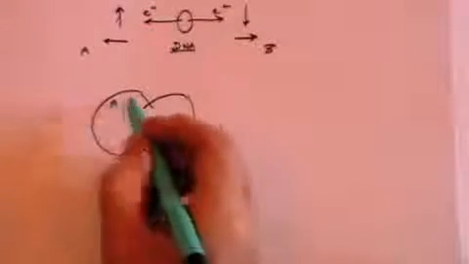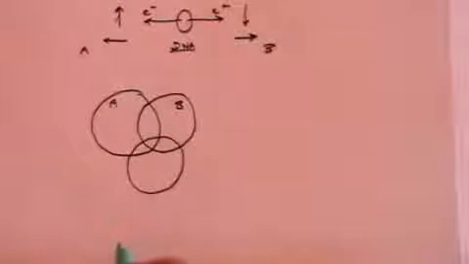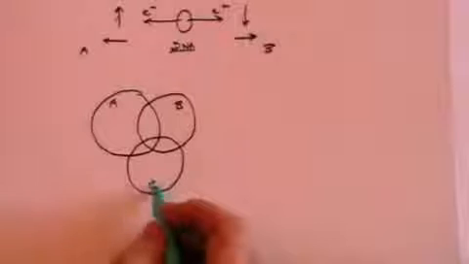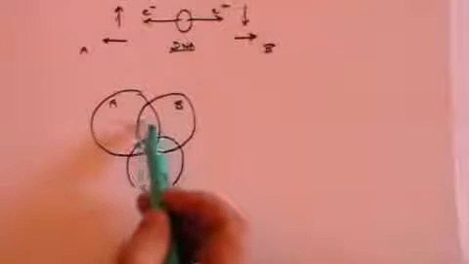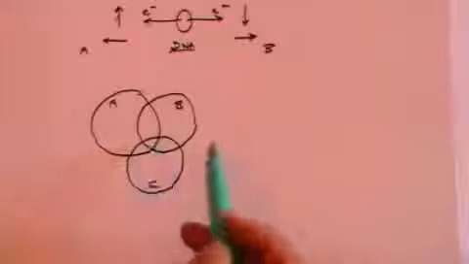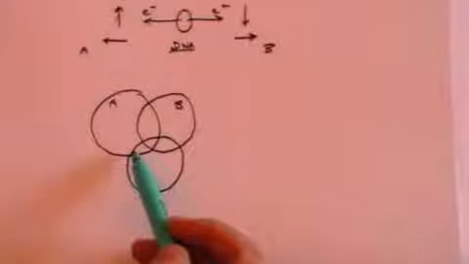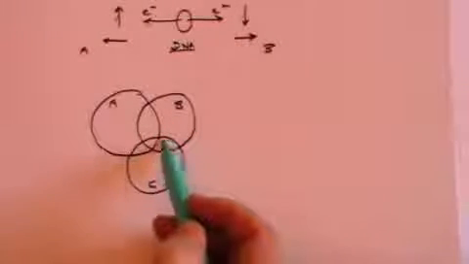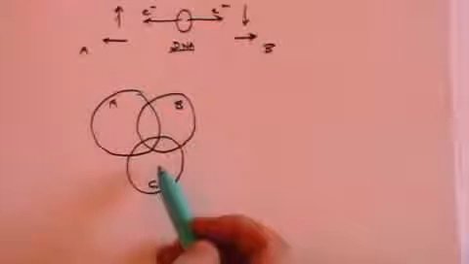This is set A. This is all the children wearing hats. This is set B, all the children wearing scarves. And this is set C, all the children wearing gloves. Now where A and B overlap, that's this area here, that means the children are wearing hats and scarves. Where A and C overlap, that's this area here, the children are wearing hats and gloves. Where B and C overlap, that's this area here, that means the children are wearing scarves and gloves.